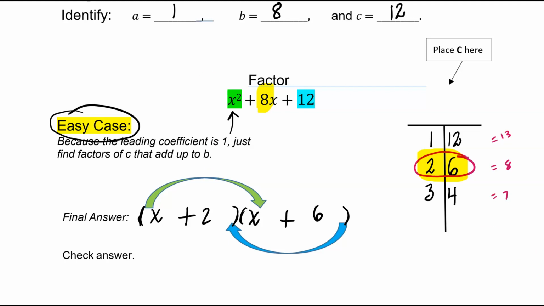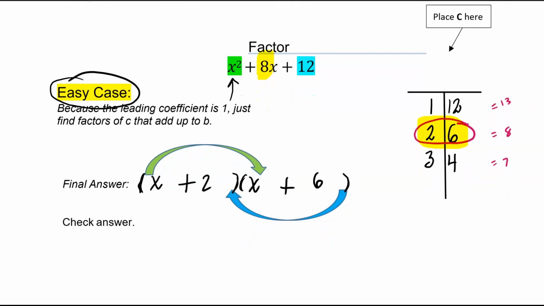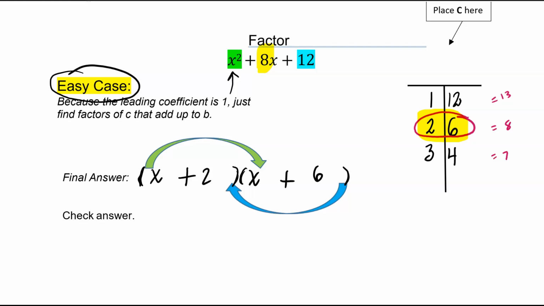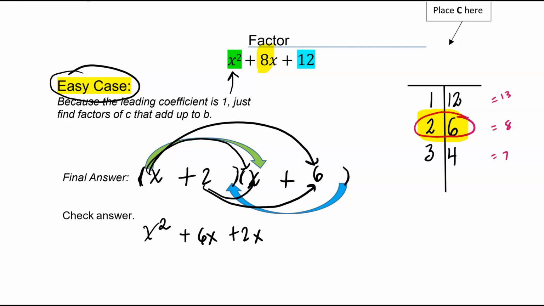Now, how can you check factors? Well, multiplication is the inverse of factoring. So we're going to check by multiplying. X times x is x squared. X times 6 is 6x. 2 times x is 2x. And 2 times 6 is 12. So when we put our like terms together, 6x plus 2x, we get 8x plus 12. This is exactly the same thing as the original polynomial or trinomial.